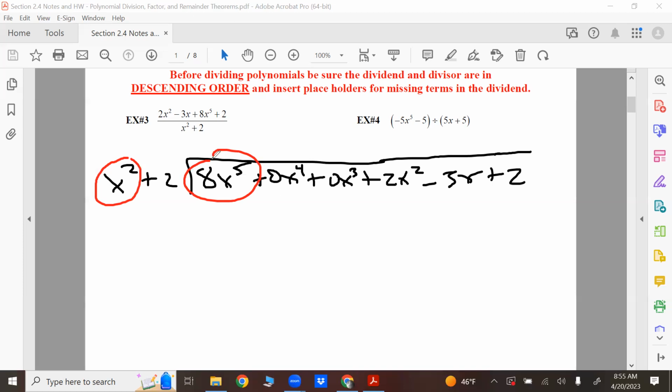What do you multiply to x squared to get to 8x^5? What do you multiply to x squared? 8x to the 3rd, good. Excellent. And then you would multiply 8x^3 to x squared plus 2, right? So you get 8x^5 plus 16x cubed.